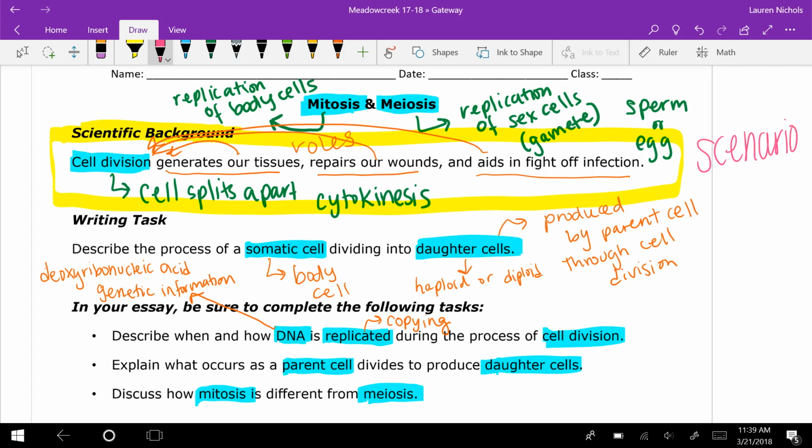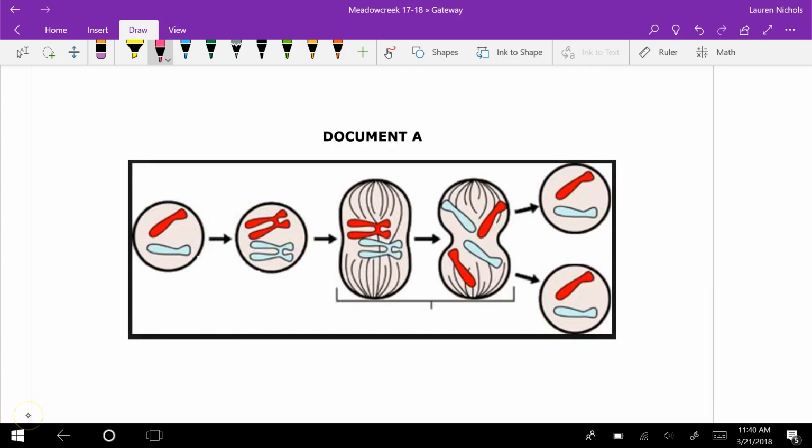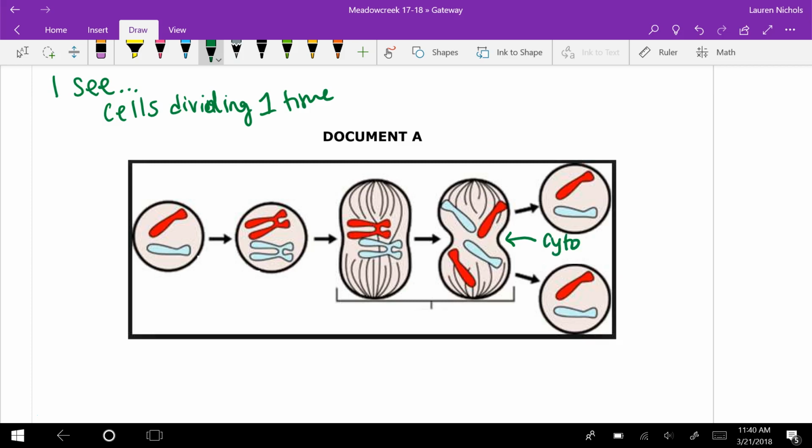Let's pause and go to the documents. Okay, so our documents are meant to be used as evidence. So it's going to be really important when you're analyzing your documents to start off with what you see. So statements, I see cells dividing one time, right? That's something we see, okay? We see cytokinesis starting to happen here.